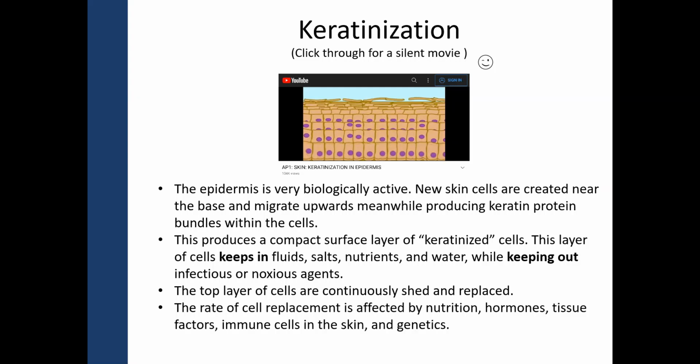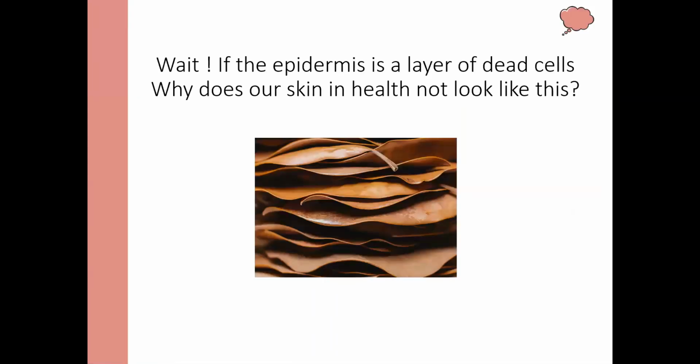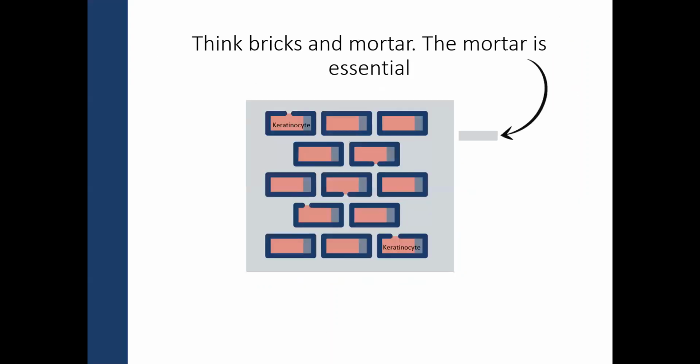The rate of cell replacement is affected by nutrition, hormones, tissue factors, immune cells in the skin, and genetics. Disease, some drugs, and inflammation also alter normal cell growth and keratinization. If the epidermis is a layer of dead cells, why does our skin not look like this? The in-between bits are as important as the keratinization. Think about bricks and mortar.